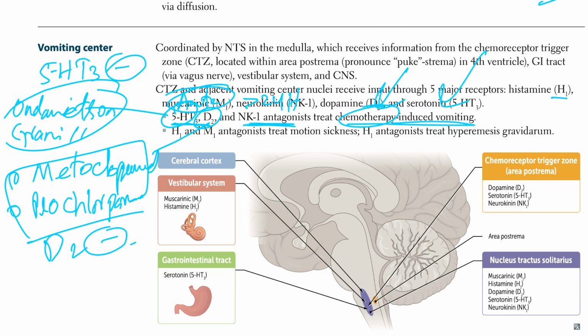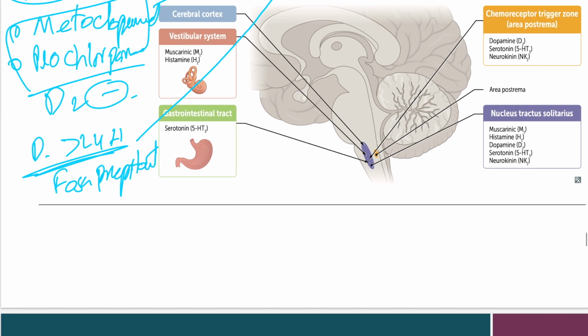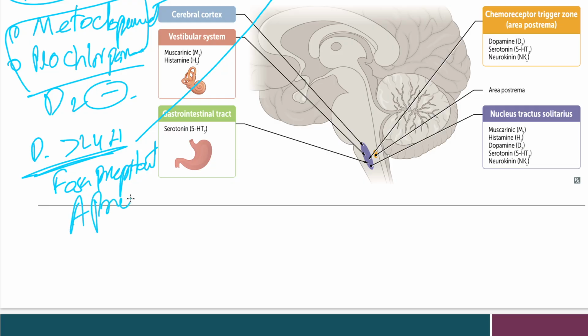And if you have a delayed vomiting, which is greater than 24 hours, so delayed greater than 24 hours, you can give NK1 antagonist, and that is your fosaprepitant and aprepitant. Okay.